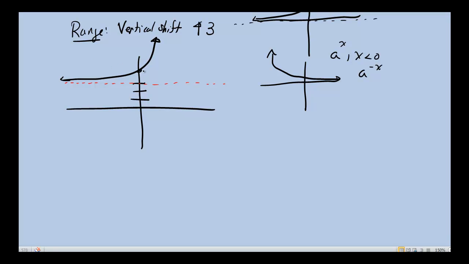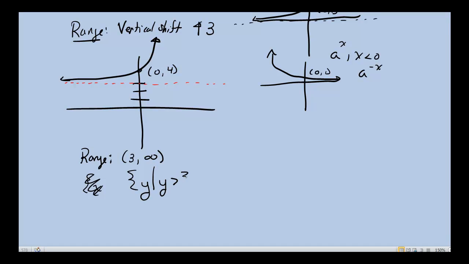So now, instead of intersecting at 0 and 1, which is where we intersected before, now we intersect at 0, comma 4, and our range of this function starts now at this value, which will be a value of 3, not included, and go all the way to positive infinity. If you want to write that in set notation, this would be the value of y such that y is greater than 3.